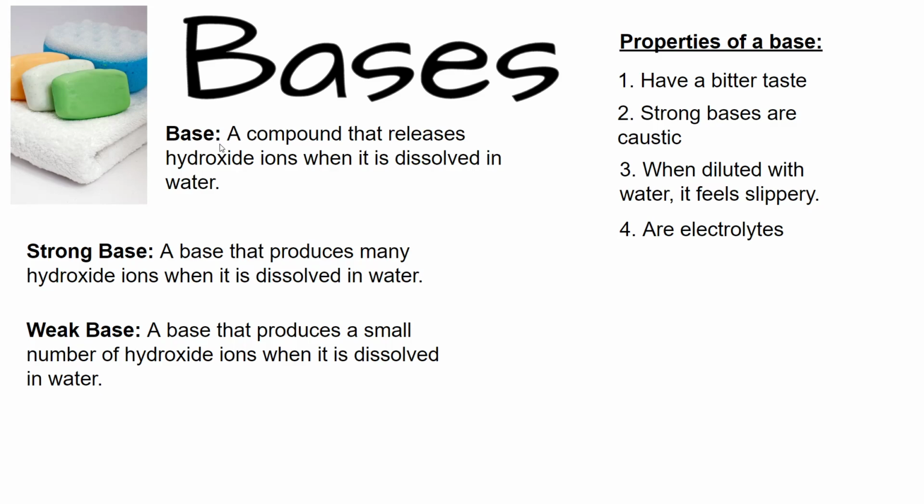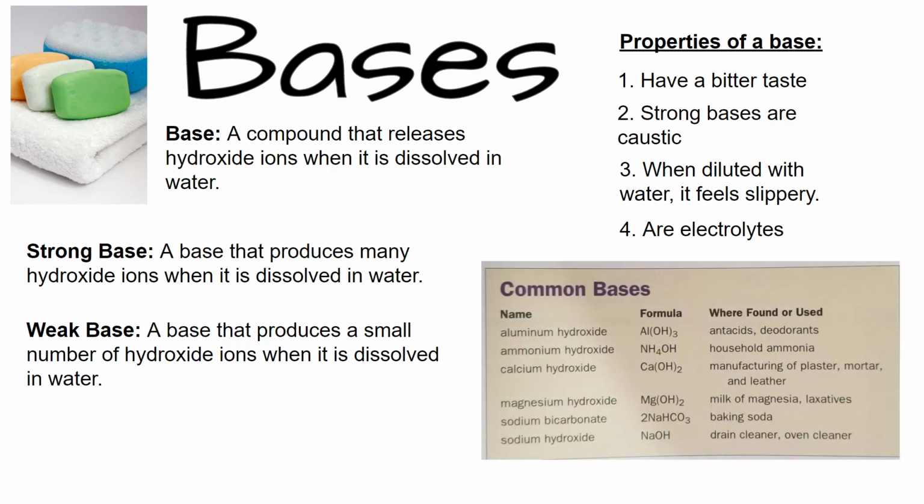Products made from bases are commonly found in homes. Bases will react with fats and oils to make them water soluble. This is what makes them good cleaning agents. For example, household ammonia is made from ammonium hydroxide. Sodium hydroxide, known by the common name lye, is the key ingredient in products used to unclog sink drains and to clean ovens.